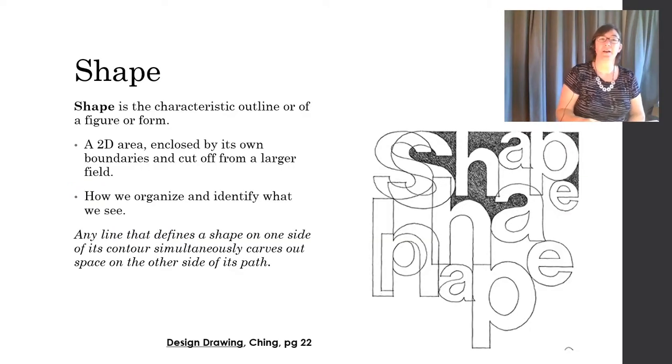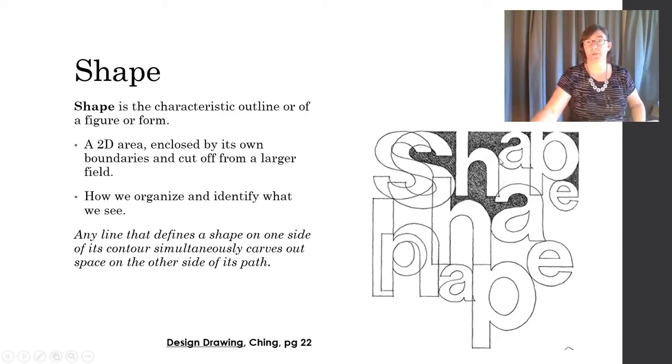So let's move on and talk about shape. A shape is a characteristic outline of a figure or form. It's a two-dimensional area. So we're talking about one-dimensional line, now we're talking about two-dimensional shape. It's enclosed by boundaries and cut off from other larger fields. Shape is how we organize and identify what we see. So here we have a couple of examples of shapes.